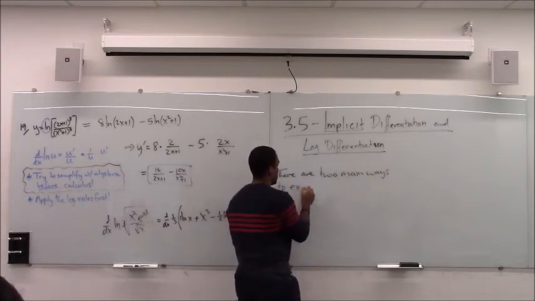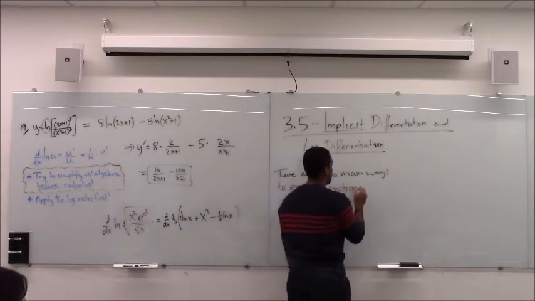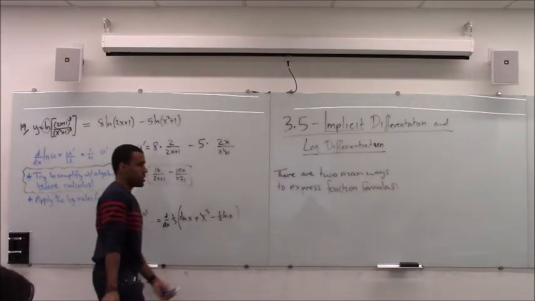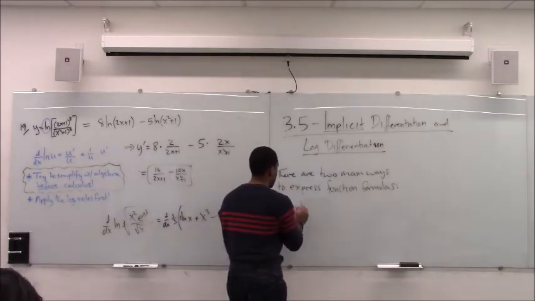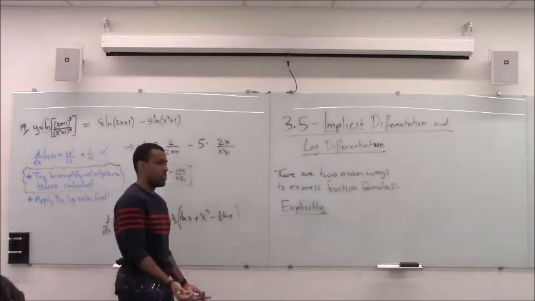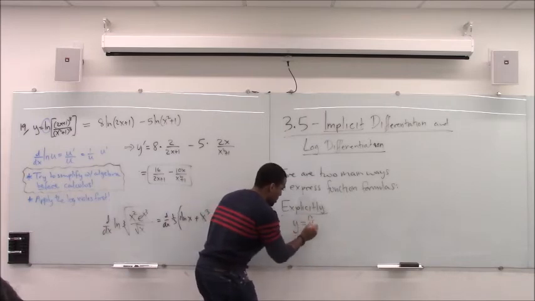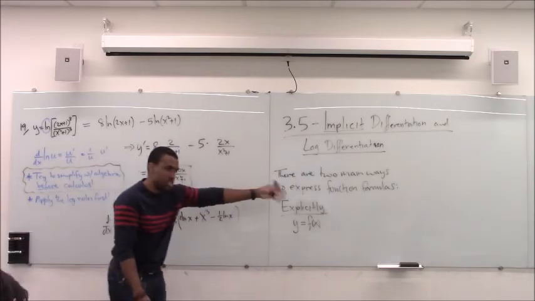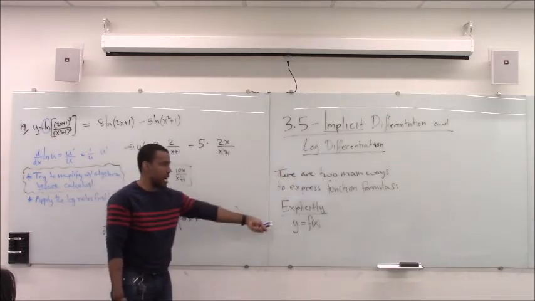to express function formulas. Okay, so how do we normally represent functions? Well, one way is called the explicit way. Now, what does it mean when a function is defined explicitly? This means it looks like y equals f of x. Kind of how you always thought about functions. y equals some function of x. So f of x is some formula that has x's in it, and the y is isolated on one side.